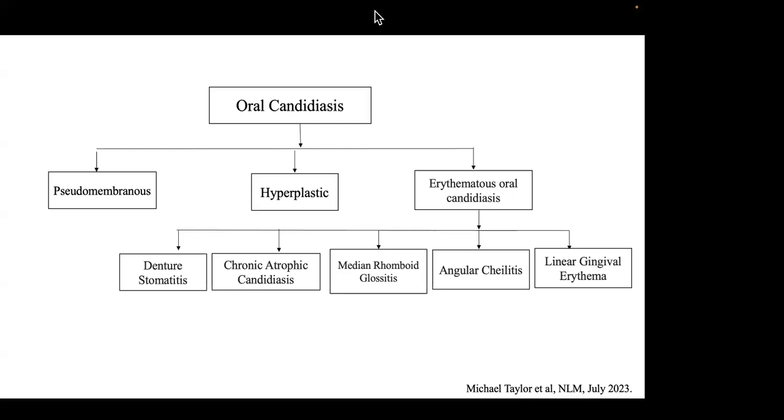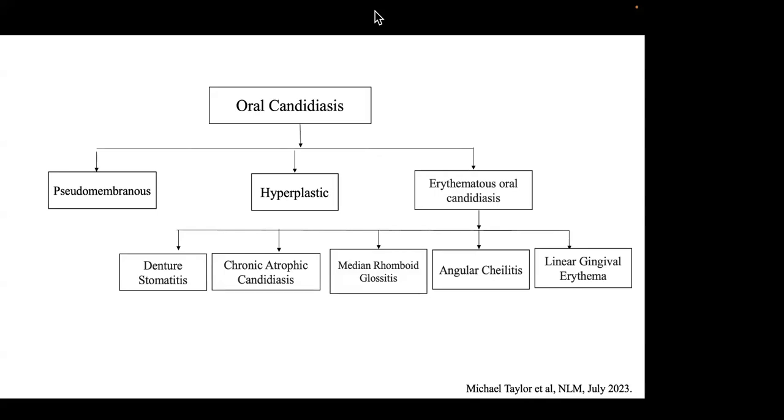Oral candidiasis is usually caused by intraoral commensal yeast, and it can present in three forms, one of which is pseudomembranous candidiasis, or oral thrush. This is the most common form, and it presents with white patches or plaques, which can be easily wiped off, and in most cases, they are asymptomatic.